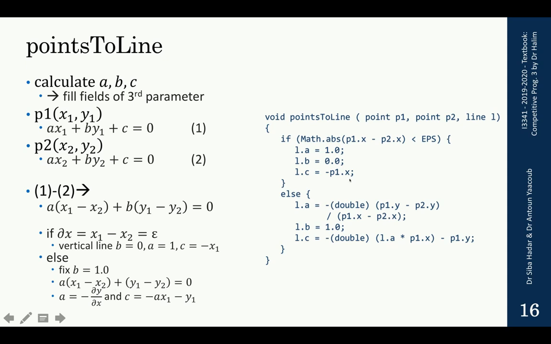Attention here, why do we have an if else? Because in the else we are going to divide by delta x, and if delta x is 0, we will get an infinite number. So this is one of the places where we have to make sure we tested the corner cases.